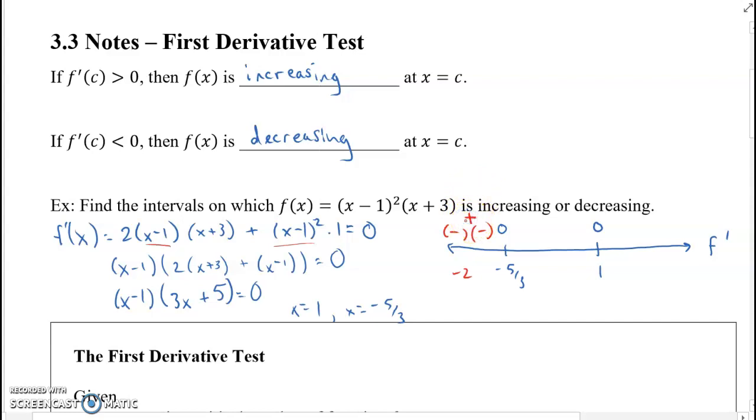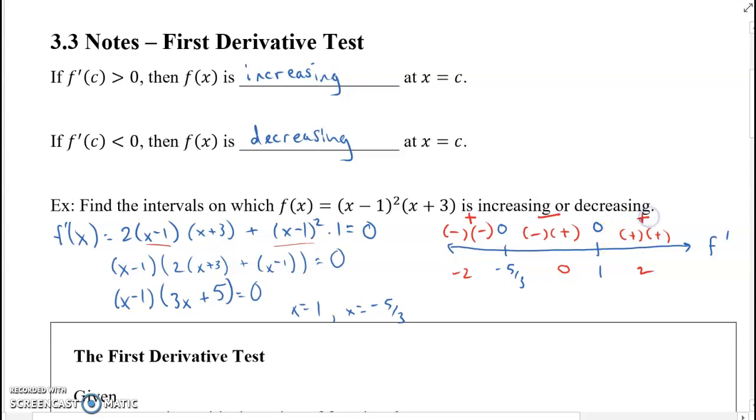All right. And then we try a test value in this middle interval. I like to test 0 because that's our favorite number to play with. And 0 minus 1 is negative, and 0 plus 5 is positive. So we get negative times a positive, and that's going to give us a negative. And then finally, we'll pick a test value over here, like maybe positive 2. 2 minus 1 is positive. 6 plus 5 is positive. Positive times positive is positive.